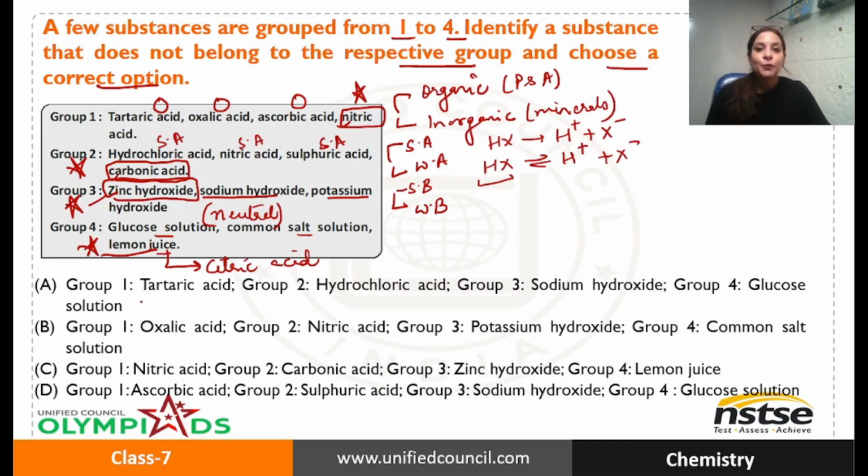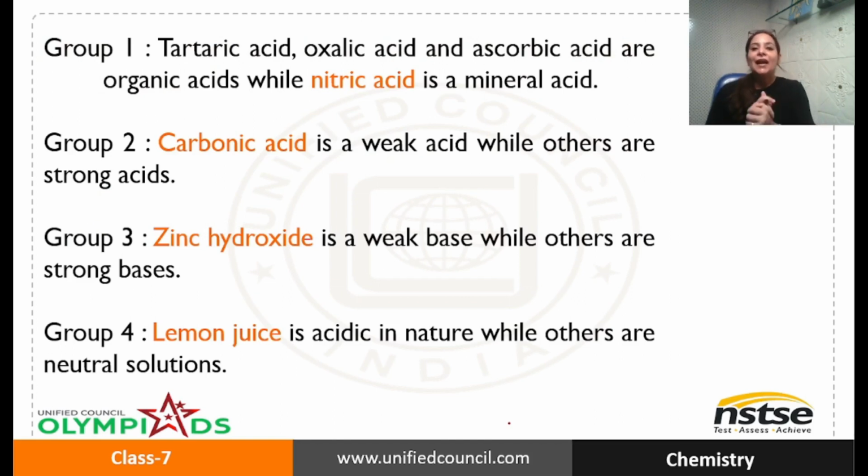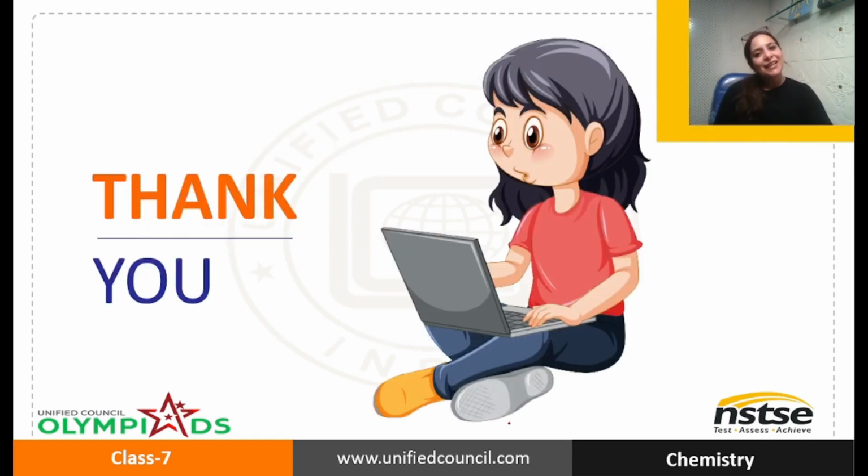So that means the option which carries nitric acid, carbonic acid, zinc hydroxide and lemon juice is the right answer. That is our option C. So this way you can actually find the answer. Whenever you have been given certain groups and you need to pick the odd one, please recall the concept, recall the classification and the properties, and you'll be able to find the odd one out very, very quickly and easily.